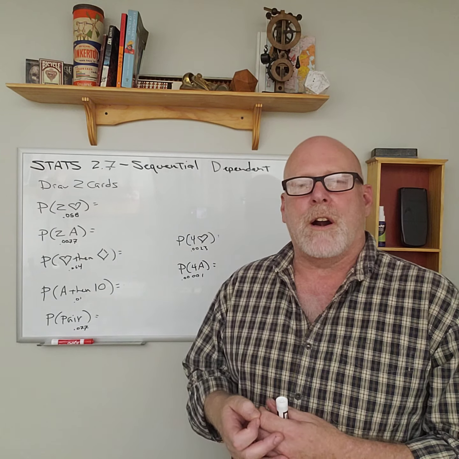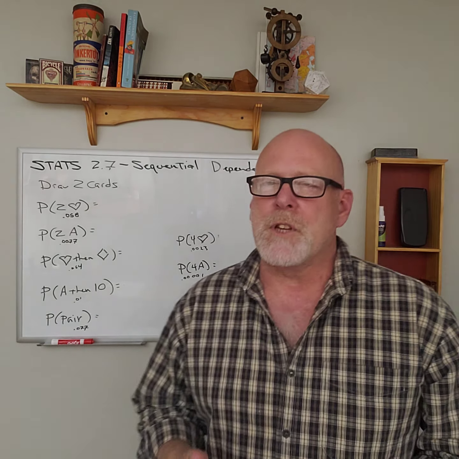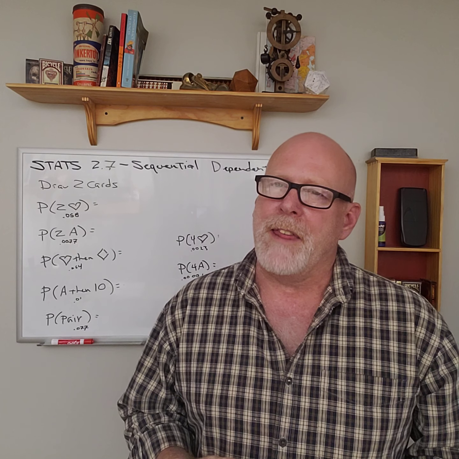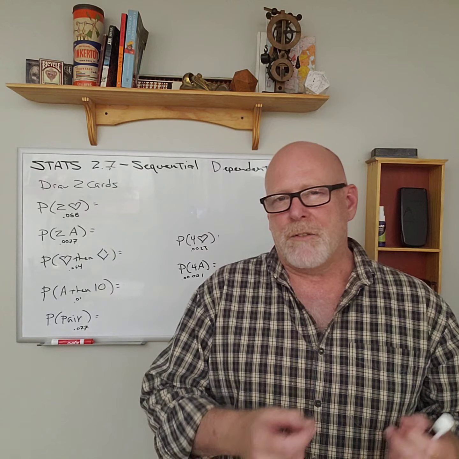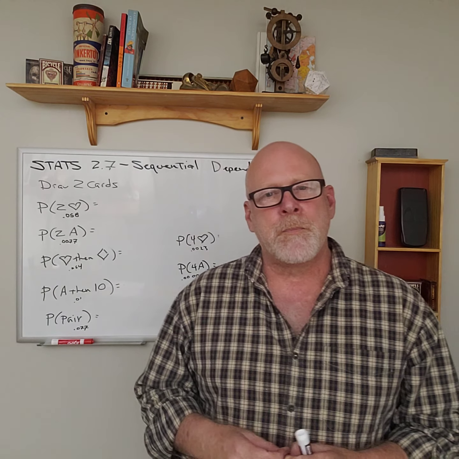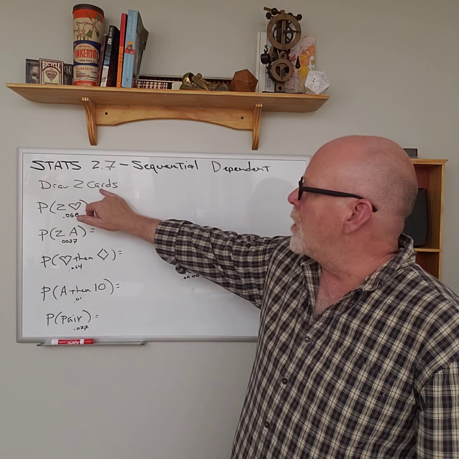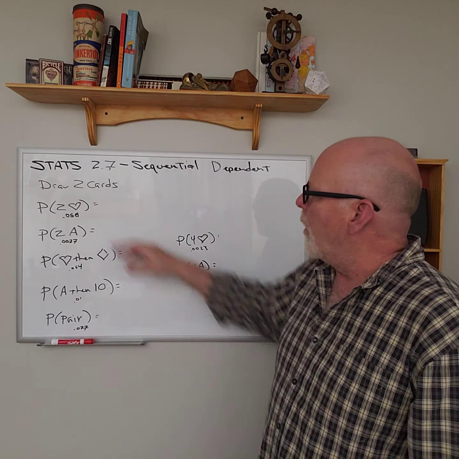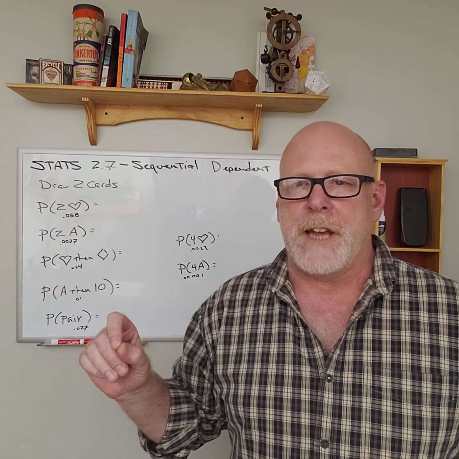If you draw a card from a deck, you've changed the deck. So the probability of subsequent events is going to be affected by that. We call those dependent events because the probability of subsequent ones depends on what happened on the first ones. So let's talk about that a little bit. We're going to draw two cards, and then we're going to draw four.